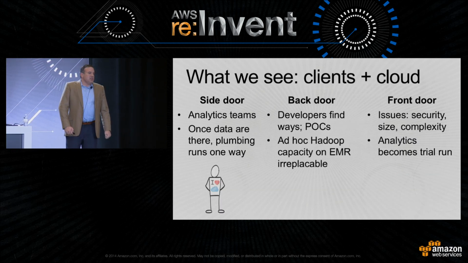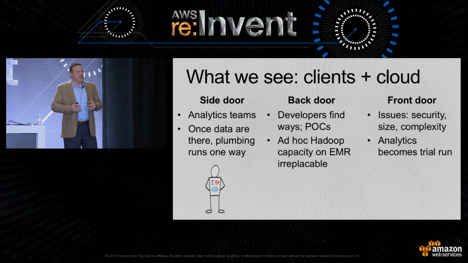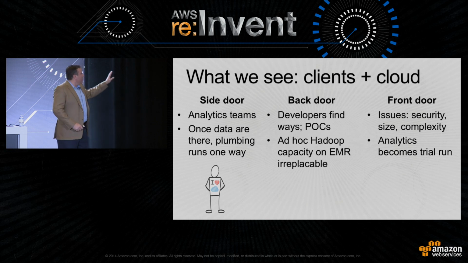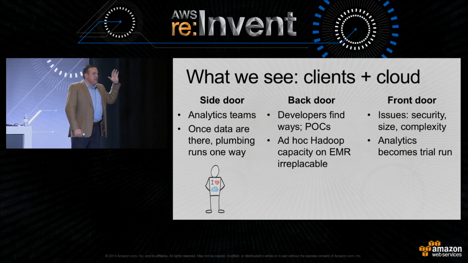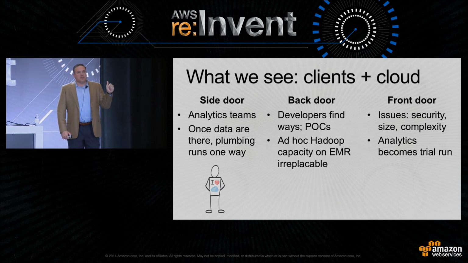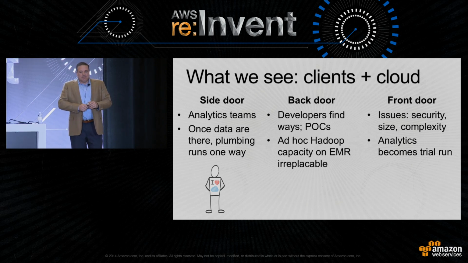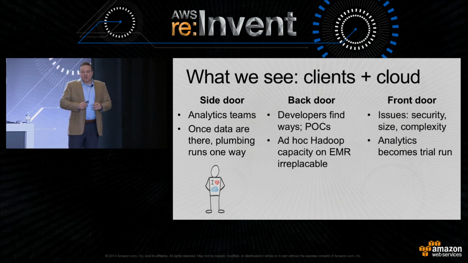A couple of things just to give perspective. I know this is partly to arm you and help your analytics colleagues make the case for better hardware as they move forward. I know many of you are developers, and perhaps a few are on the finance side. Analytics is typically something that comes into the cloud through the side door. Analytics teams are looking for faster performance. They've got old hardware in some cases, and we find that once data are there, the plumbing typically runs one way. It stays.